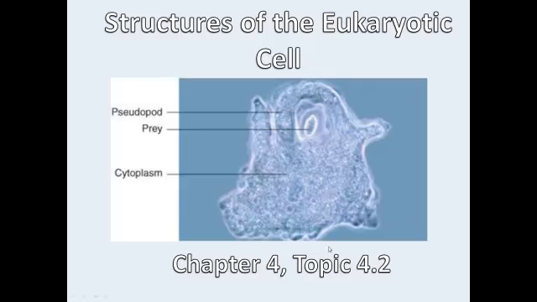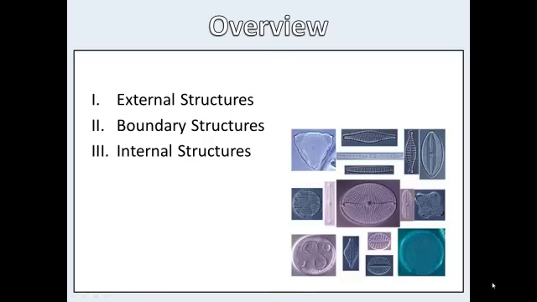Chapter 4, Topic 4.2, Structures of the Eukaryotic Cell. In this topic, we will be discussing the structures that most eukaryotic cells have, including external structures such as cilia, flagella, and the glycocalyx, boundary structures such as the cell wall and the cytoplasmic membrane, and internal structures, which we're going to be going over in more detail.